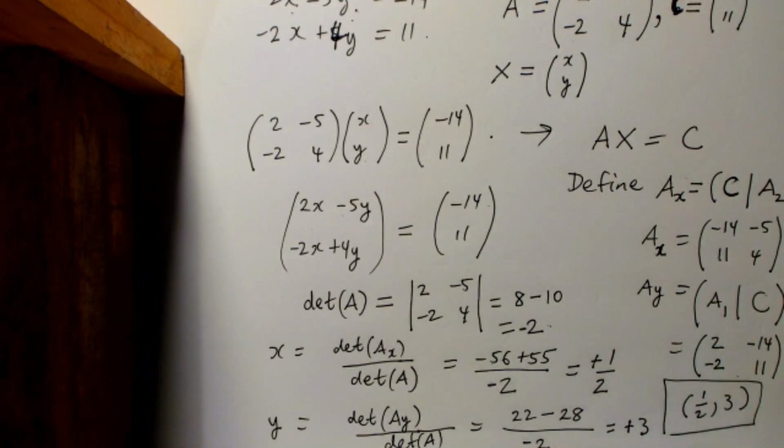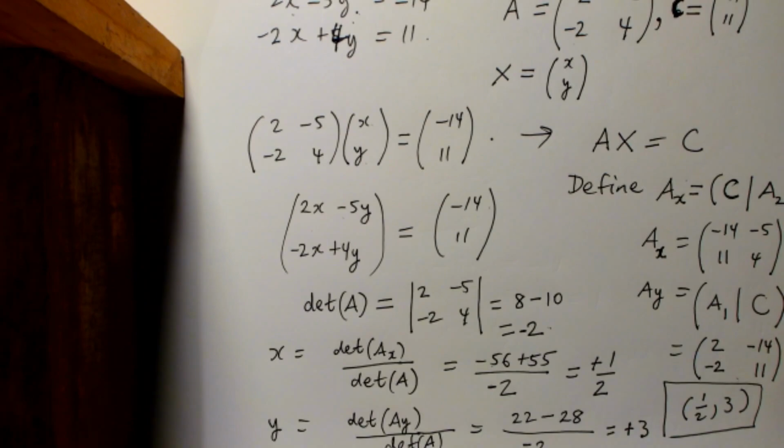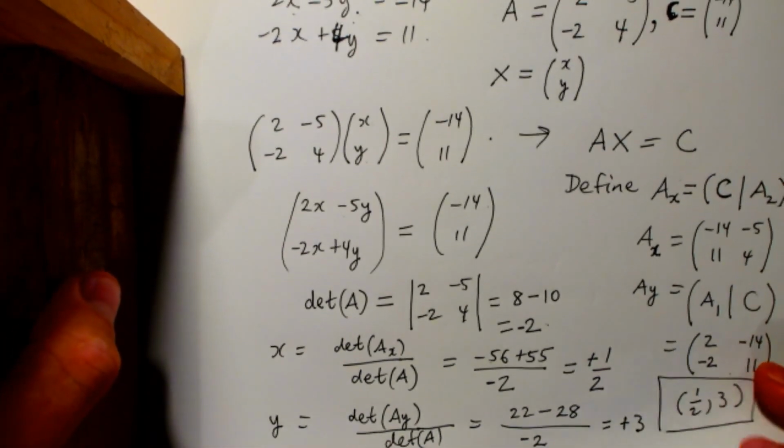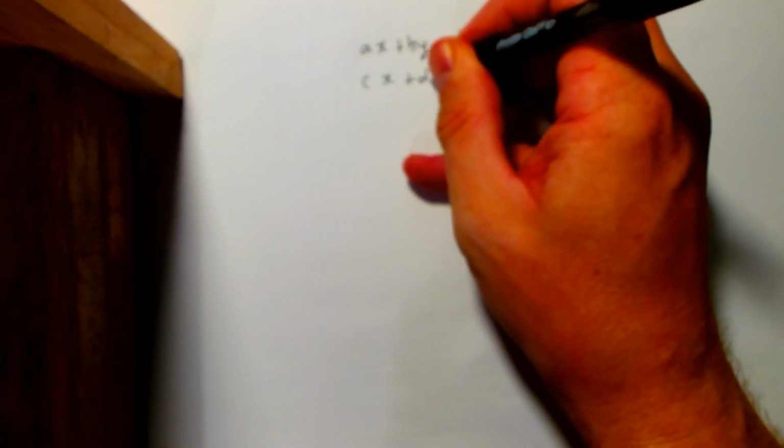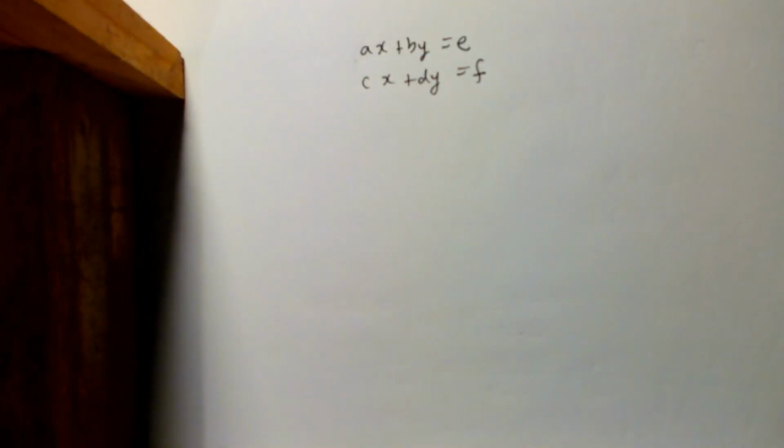Okay, let's move on to the next page. Alright, so I'm up to remark 6.1. So if we have ax plus by equal to e and cx plus dy equal to f, so we have two lines. Let's suppose that x and y are the variables.